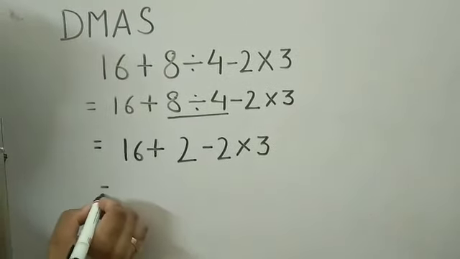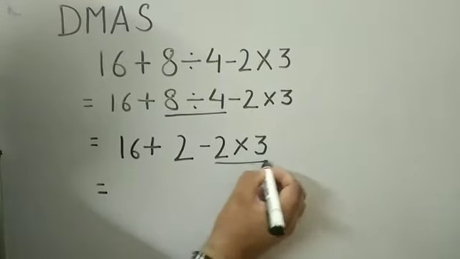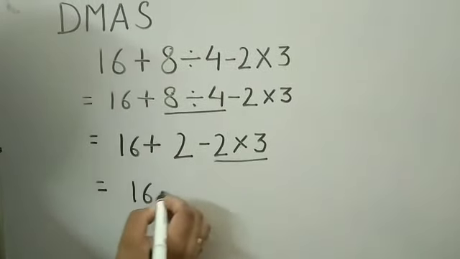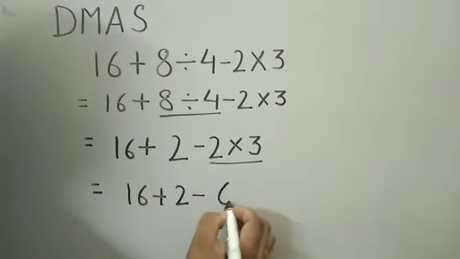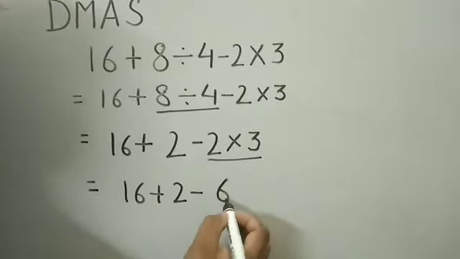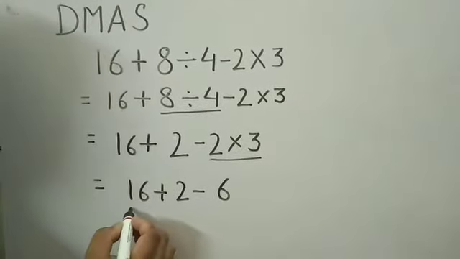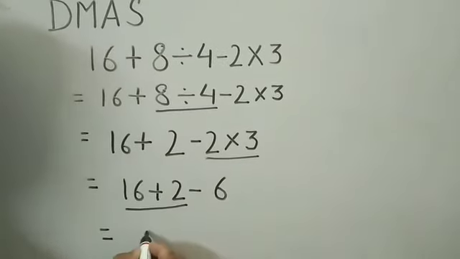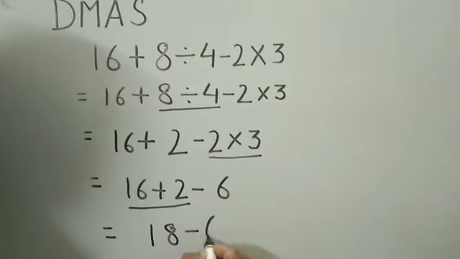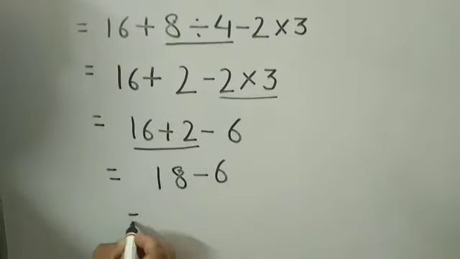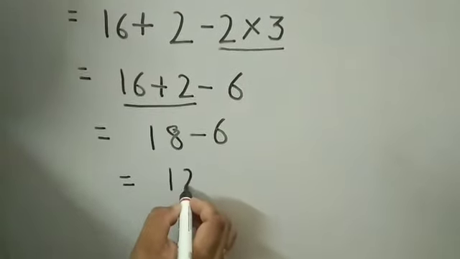The next step, multiplication. 2 multiplied by 3, 16 plus 2 minus 6, 2 3s are 6. Now what do we have to do? Addition. 16 plus 2, 18 minus 6, and your answer is 12.